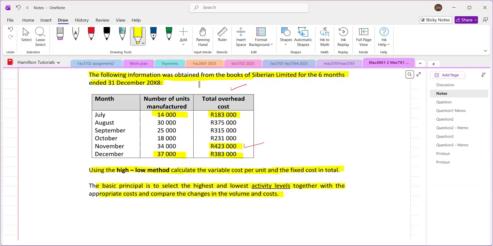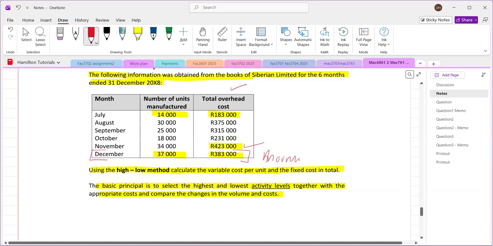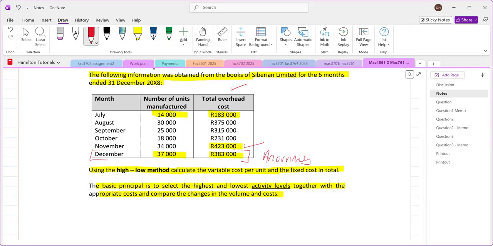Right, so when we look at this, we are then saying this one here is the odd one out. It's an anomaly. So we tend to leave that one out. So if there is an anomaly, you leave it out in your calculation, right? It is not behaving according to how the behavior is expected to behave.